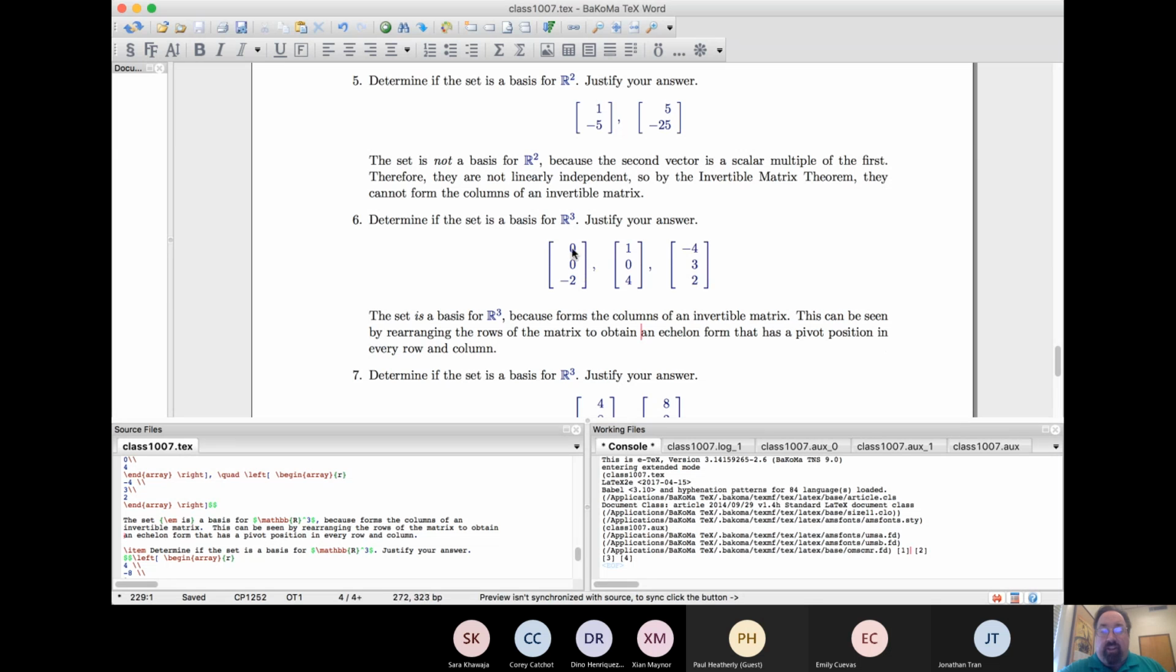Now here it worked out nicely because we had these 0 entries here. If these were non-zero, then you might not be able to tell just by looking, or just by swapping rows, that it's invertible. It may not be obvious. So what you would do in that case is try row operations and go towards echelon form. If you can get the matrix in echelon form and you find a pivot position in every row and column, again, it's invertible, therefore the columns do form a basis.